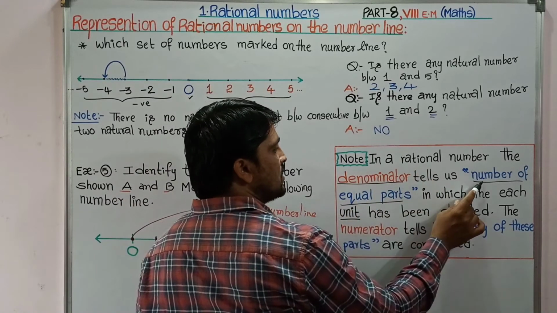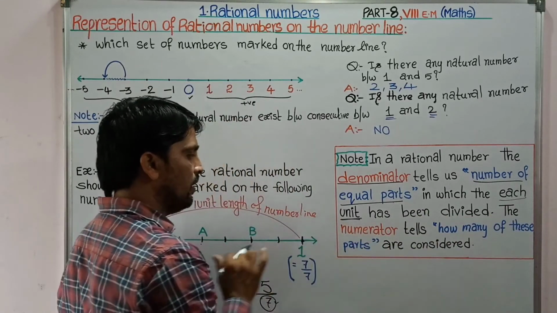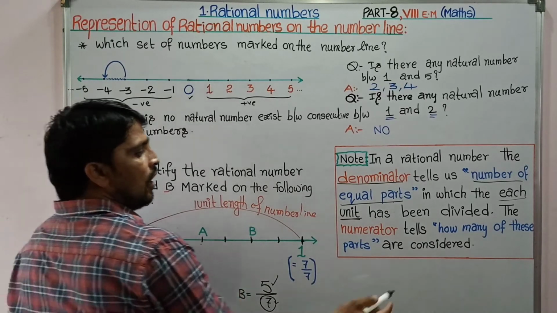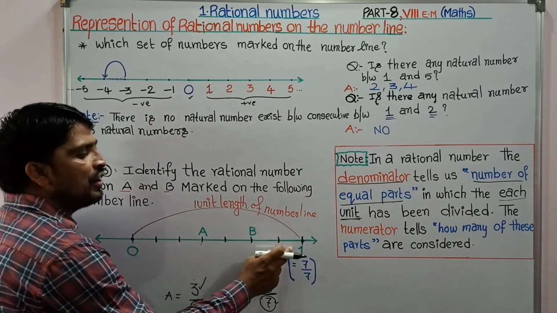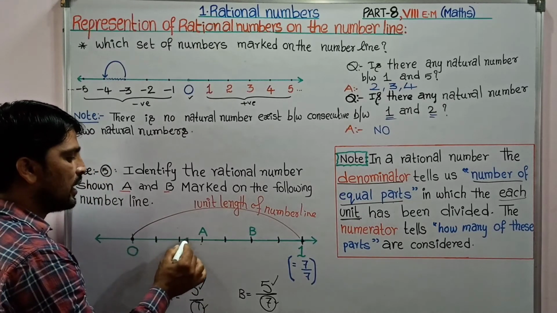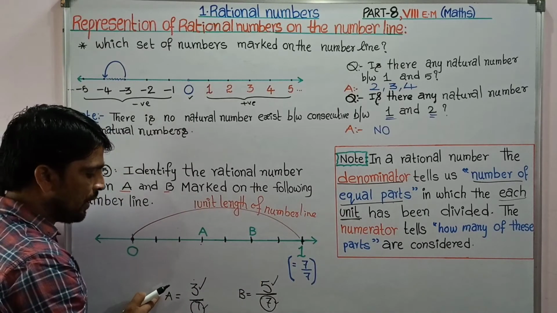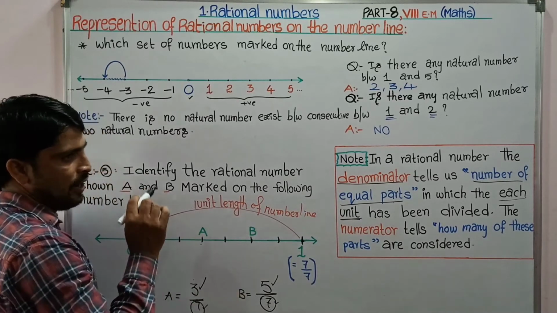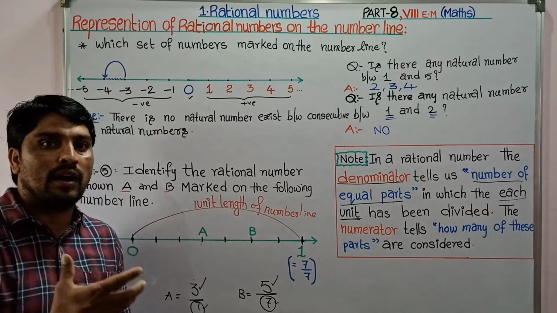So in a rational number, the denominator tells us the number of equal parts in which each unit has been divided, and the numerator tells us how many of these parts are considered. See here, 0 to 1 unit length is divided into 7 equal parts. Out of 7 equal parts, A takes 3 parts and B takes 5 parts. So the rational number shown by A is 3 by 7 and that shown by B is 5 by 7. Okay, so in this way we have to represent the rational numbers on the number line.